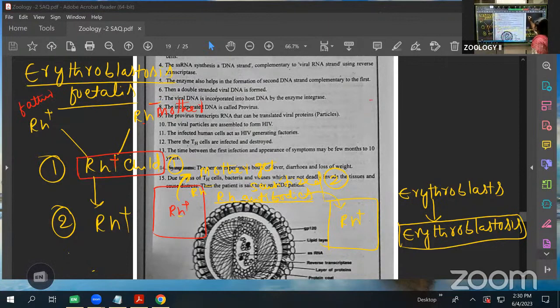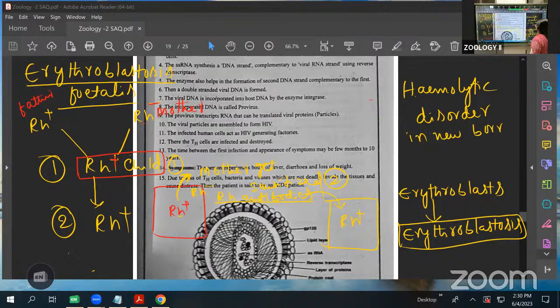Hemolytic disorder in newborn babies. Here, this is about erythroblastosis fetalis.